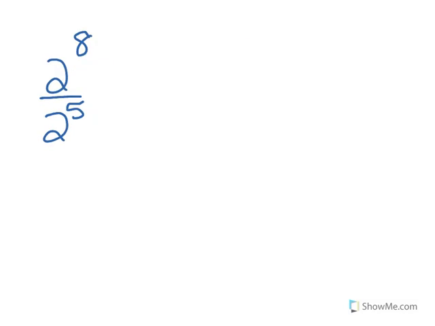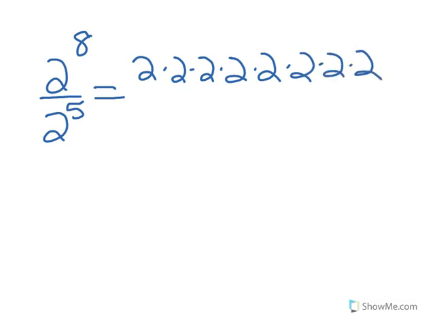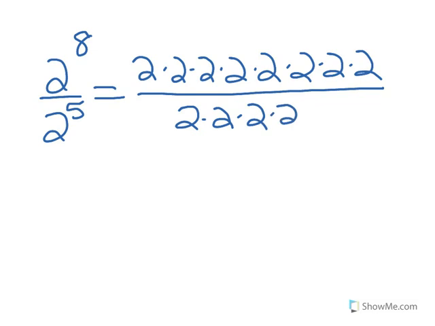Now it's time to explore the most important question in math class, which is, so what? What are we going to use this for? Well, let's take a look at this problem done the old-fashioned, hard, long way. Well, 2 to the 8th is 2 times 2 times 2 times 2 times 2 times 2 times 2 times 2. Whereas 2 to the 5th is 2 times 2 times 2 times 2 times 2. Well, we know that these two numbers have a common factor, a greatest common factor of 2 times 2 times 2 times 2 times 2.